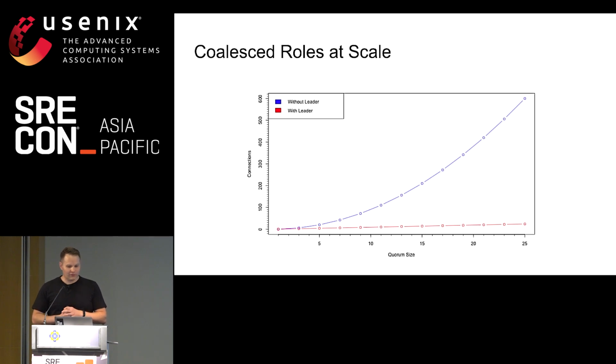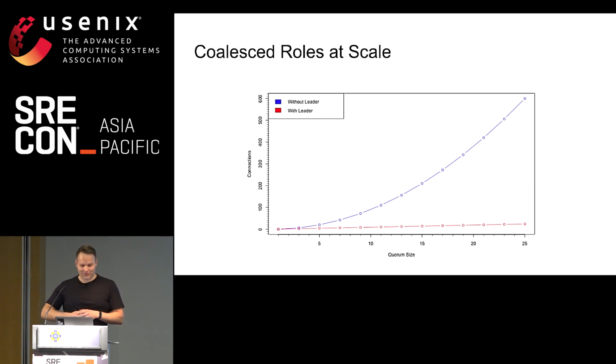How does it look at scale? This could be a bit hard to read in the back, so let me show you. We have this line that goes up, that is without a leader, and on the x-axis we have the quorum size ranging from 0 to 25. On the y-axis we have the number of connections that we need, and without a leader and 25 processors in the quorum, we are way above 600 connections. If we have a leader, it scales linearly.